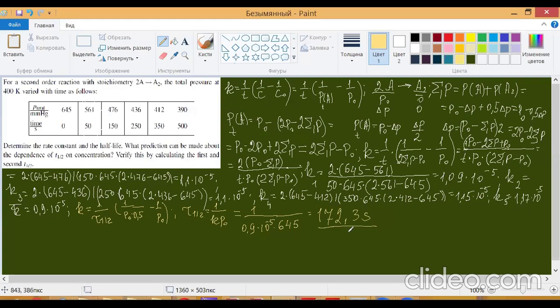So we have just calculated the first half time, and now we need to calculate the second half time. And what does it mean, the second half time? That means that this time we take the half of the initial pressure. In this case, it's equal to 0.9 times 10 to minus 5, 445 halved. Let me take a calculator.